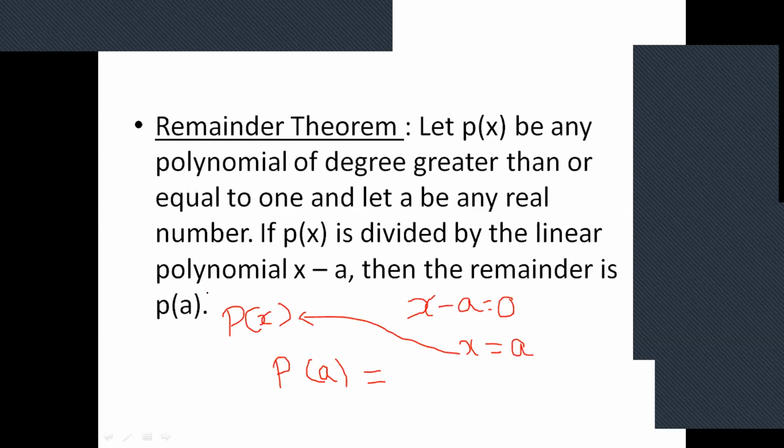Suppose you want to find the remainder when p of x is divided by x minus a. Then you equate the divisor to 0 and get the value, and that value has to be substituted in p of x to get the remainder. Now we'll be learning both ways to find the remainder. Usually, whenever they say p of x has to be divided by x minus a, the first thing you do is long division, and then you have one more easy method, that is the remainder theorem.